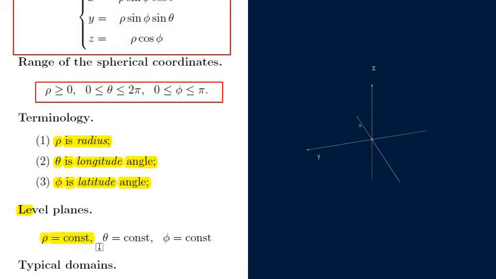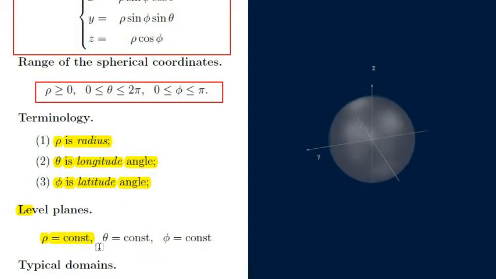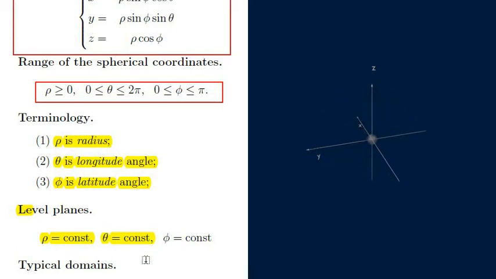In 3D, in XYZ space, a rho equal constant plane becomes a sphere of constant radius centered at the origin, like shown in the video right now. Another level plane, theta equal constant. In XYZ space, this plane is given by a radial plane which comes out of the z-axis, like shown in the video right now.